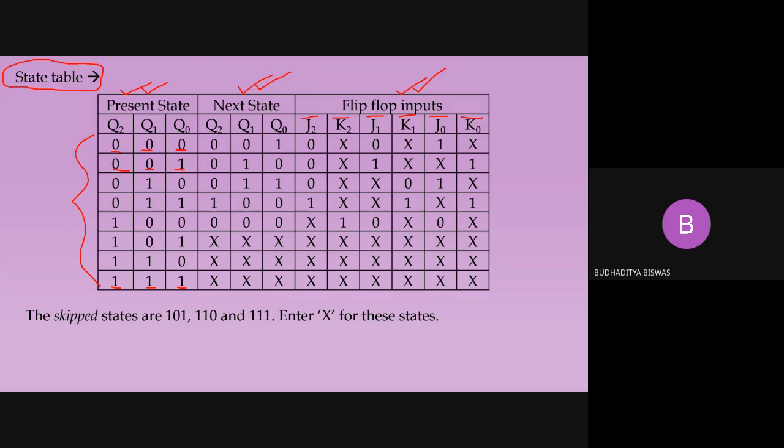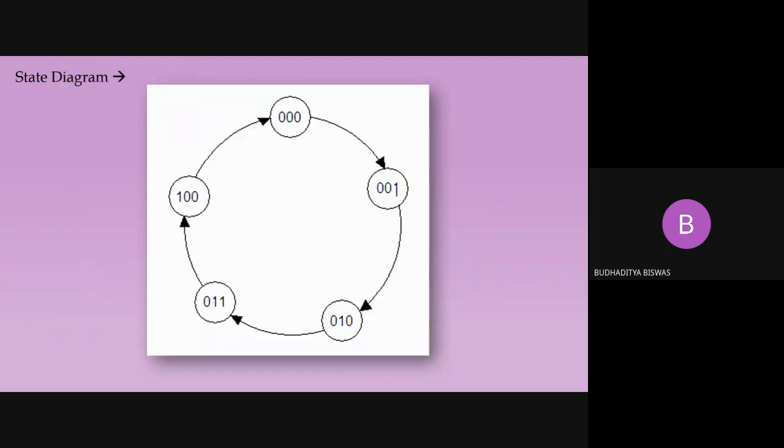Up to this one, up to the 3 columns, any confusion? No, sir. Okay. Now come to the next state. How to fill up the next state? If the present state is 0, can somebody tell me what will be the next state? Just check the state diagram, and from the state diagram it is very clear, I think, that if the present state is 0, then what will be the next state?